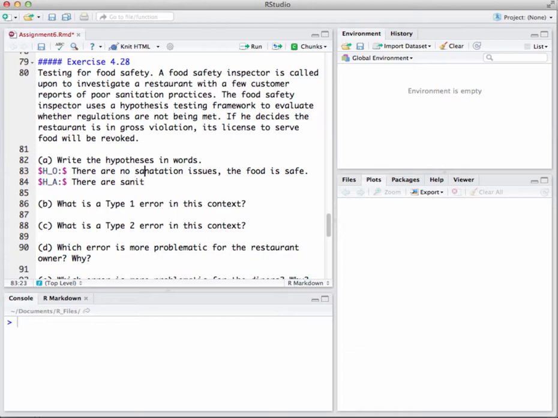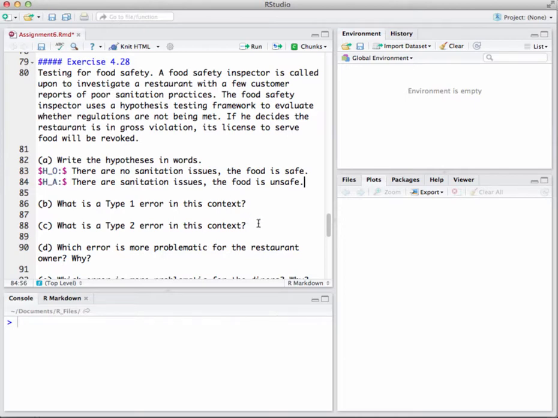All right, so the alternate: there are sanitation issues. The food is unsafe. Montezuma's revenge will rain upon all who eat here, okay?